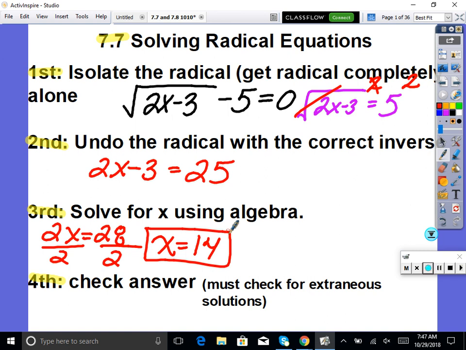So if we plug in, go back and plug it into the original. We do the square root of 2 times 14, right? 2 times 14 is 28. 28 minus 3 is 25. So we have root 25 minus 5, and that needs to equal 0. So then we have 5 minus 5 equals 0. So on the test, we can know we got it right, because when we plug it back in, we get a true statement. So those are your steps every time.